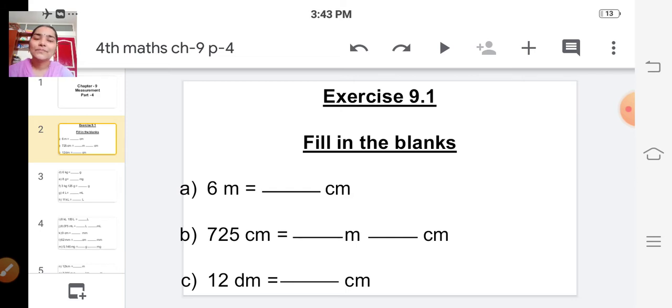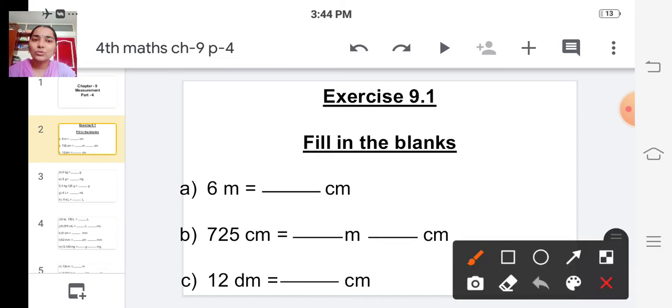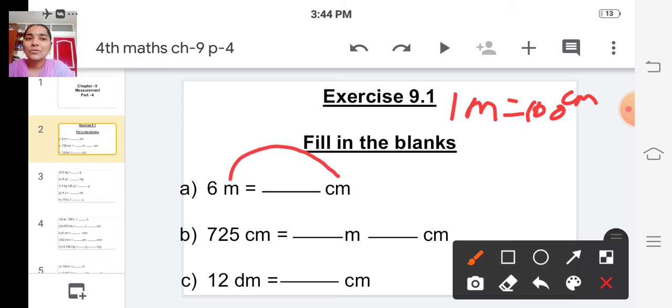Okay. So the first question, 6 meter is equal to dash centimeter. So in 1 meter, how many centimeters will be there? 1 meter is equal to 100 centimeter, right? So, to convert meter into centimeter, what we have to do?